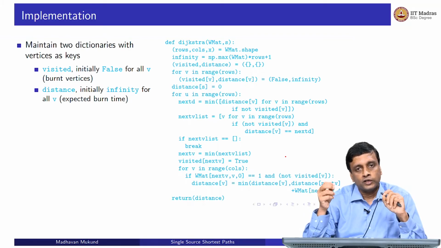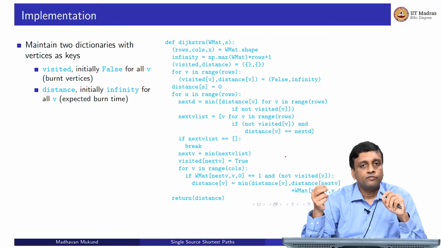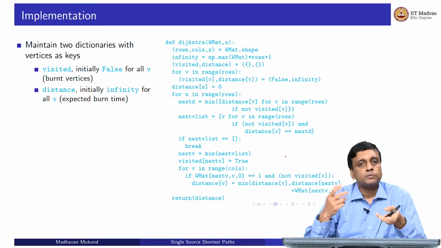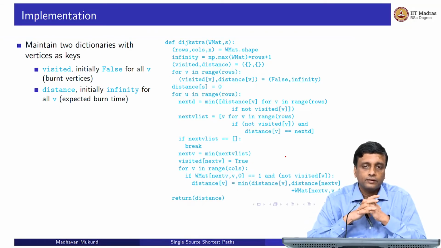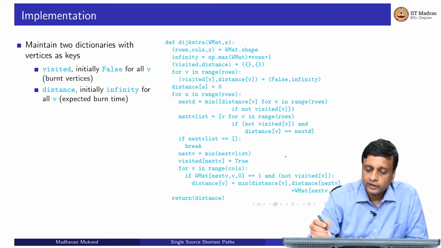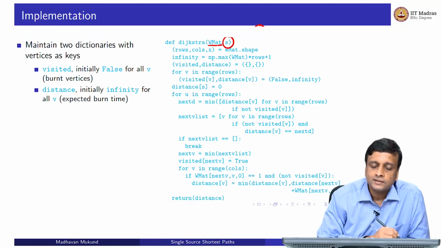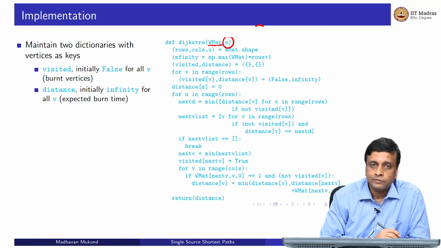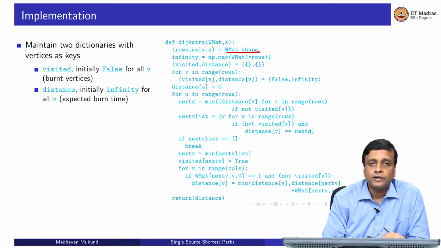So if I take the largest weight and multiply it by the number of vertices, then this must be bigger than the length of any path which is actually there in the graph. Right? So this is what we are doing here. So initially, S is our source, and W mat is the weighted adjacency matrix that we are working with. So now we take this weighted adjacency matrix and we use, as usual, the shape attribute to find out how many rows and columns there are.